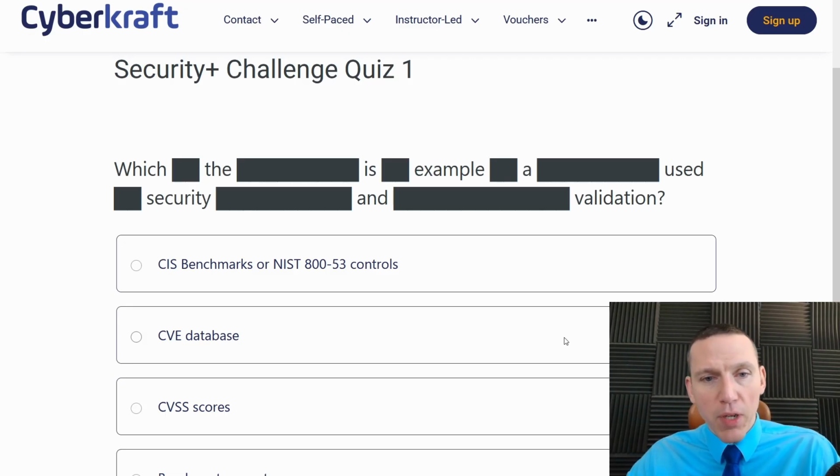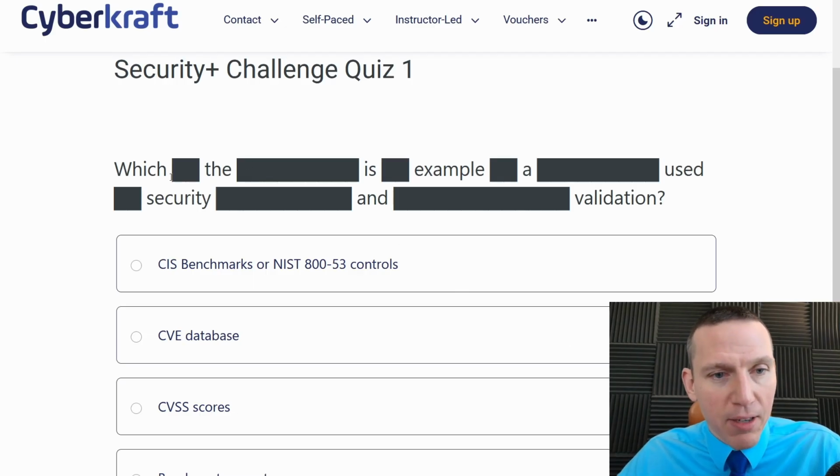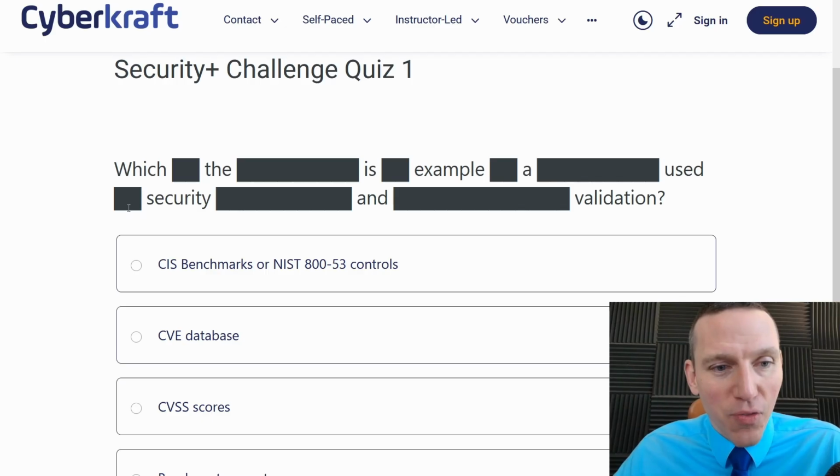All right, this one looks a little easier. Which of the following, okay, that's a common way to start a question. Which of the following is an example of a blank used in security blank and blank validation? Well, I puzzled out this part, but that really doesn't help me. Which of the following is an example of a blank used for security something and something validation? So security what?